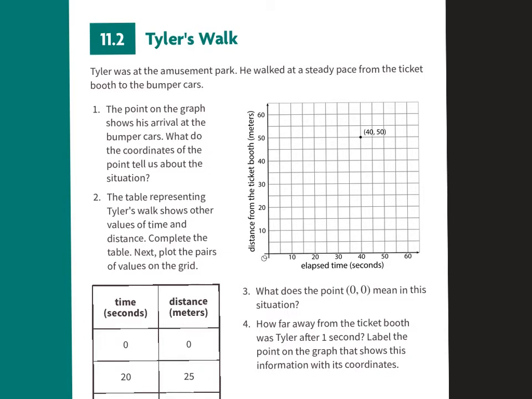Tyler was at an amusement park. He walked at a steady pace from the ticket booth to the bumper cars. The point on the graph shows his arrival at the bumper cars. What are the coordinates of the point, and what does it tell us about the situation? So the coordinates of the point, they're right here.